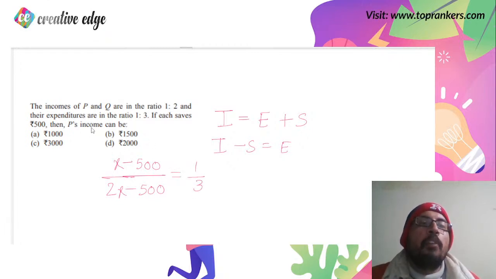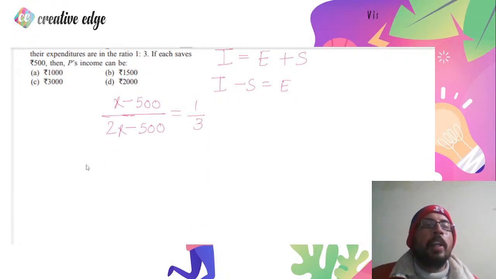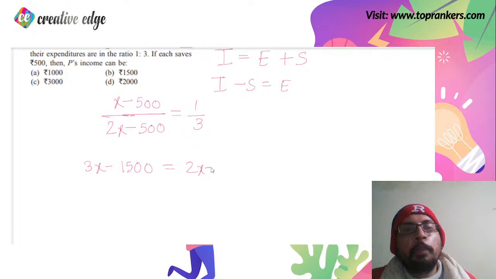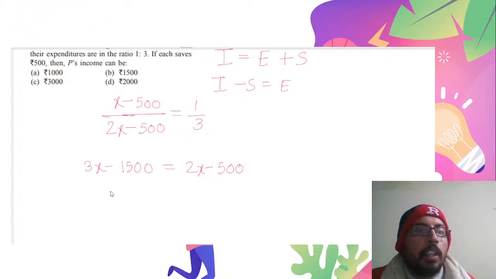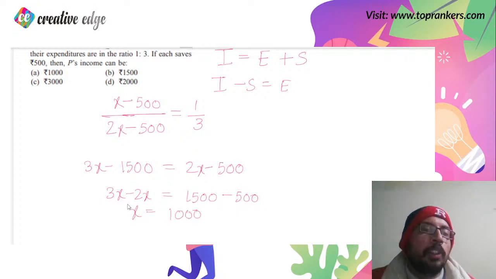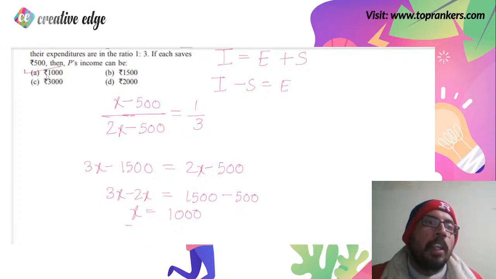Now I have to find income of P. So that means I have to find the value of x. And if I were asked income of Q, I would be finding 2x. So I will be cross multiplying. I will be getting 3x minus 1500 is going to be 2x minus 500. So it will be 3x minus 2x equal to 1500 minus 500. So x will be equal to 1000. So this is what salary of P is. So my answer would be 8,000.